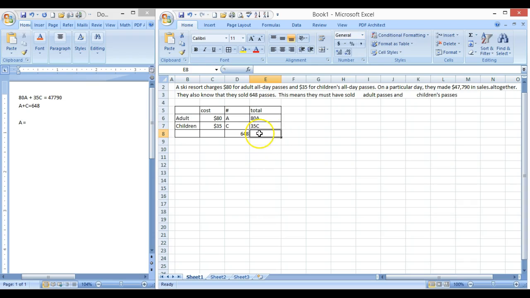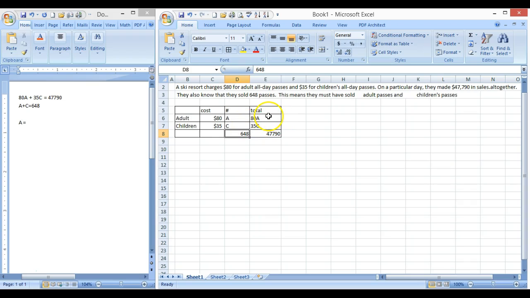And down here, I also have another total. The reason being, if I add up how much was made from the adult passes and the children's passes, I'm going to get the total they made for the day, which was $47,790. There we go. So now I just need to figure out what the A and the C are. I do know right here that I have an equation. If I add the number of adult tickets to children's tickets, I'll get 648 total passes. Sorry, I keep saying passes. I mean tickets. I mean passes.